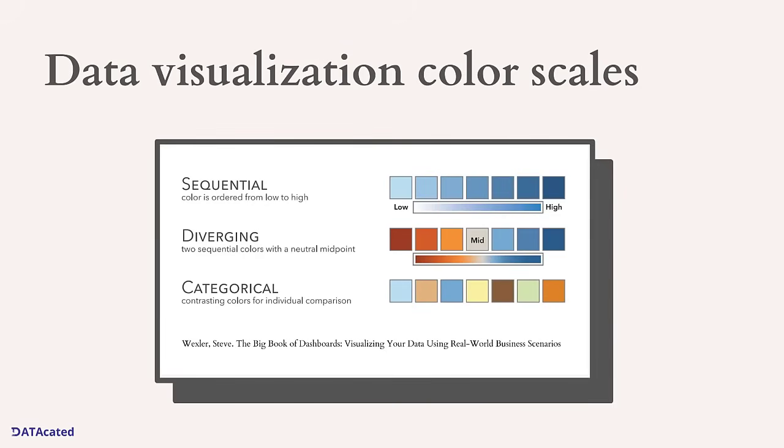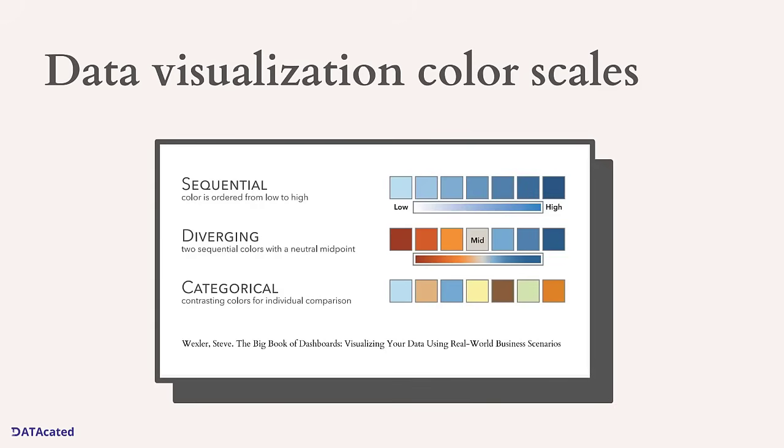The diverging color scale is used for data that has both positive and negative values, as well as a neutral midpoint. It uses two opposite colors, for example, orange for negative values and blue for positive values, and changes the intensity to show the distance from the neutral midpoint.